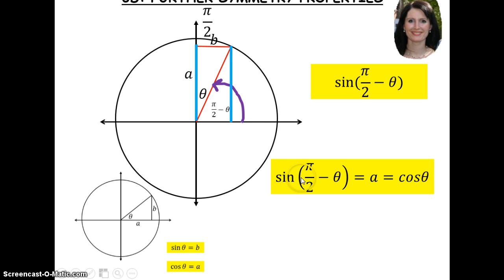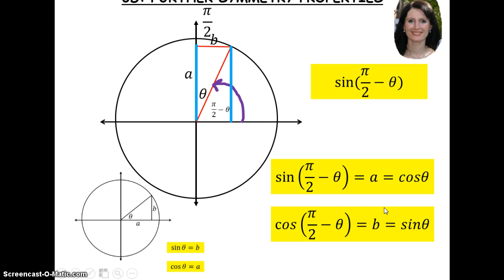So the rule there is that the sine of pi on 2 minus theta, so the sine of this here, demonstrated by this purple arrow, is going to be the same as A. And there's A right there. And referring to our lower triangle, we can see that A is actually cos theta. So sine of pi on 2 minus theta is cos theta. That's an important rule to remember.